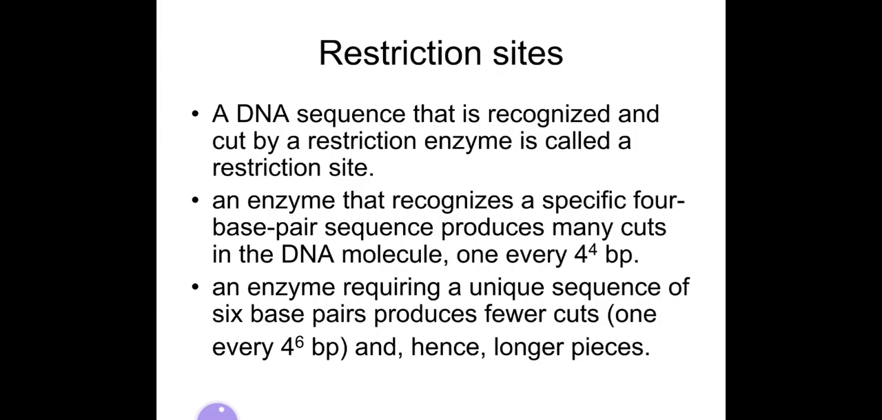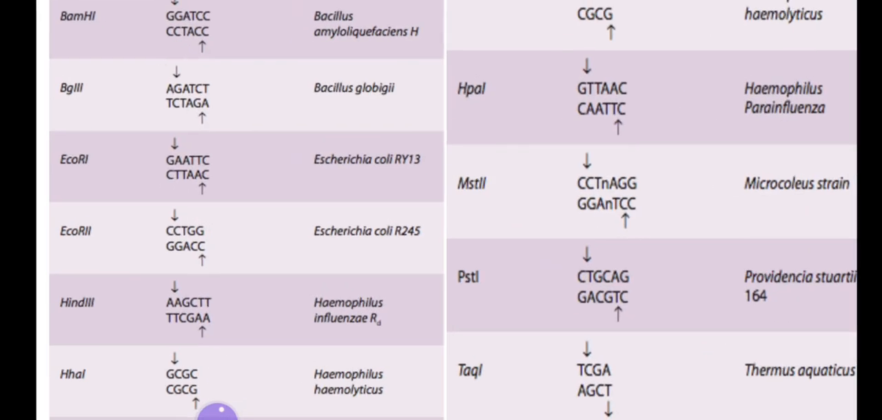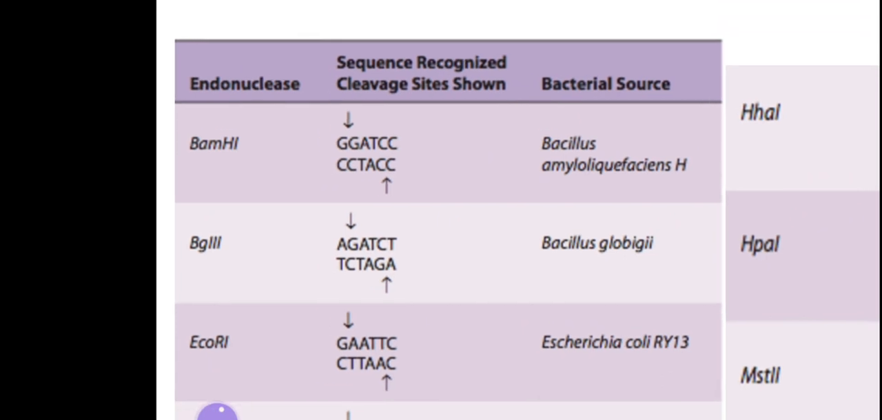An enzyme that recognizes a specific 4 base pair sequence produces many cuts in the DNA molecule, one after every 4 raised to power 4 base pairs. So the enzyme which recognizes 4 base pairs forms many cuts as compared to enzymes which recognize 6 base pair sequences, which produce fewer cuts. These are some examples of restriction endonucleases and the sequences they recognize.